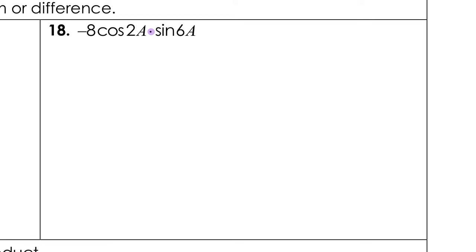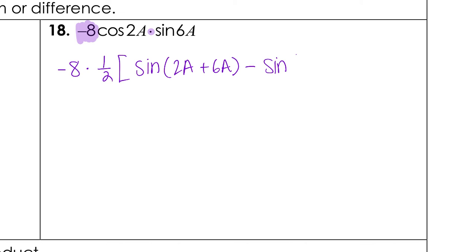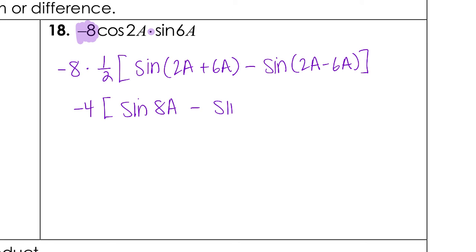Okay, so this one's a little bit unique in that it has this -8 out front. So that still needs to be there. But we're going to times it by what the identity said to do. So 1/2 sine of 2a plus 6a, and then minus sine of 2a minus 6a. Okay, so -8 times 1/2 is -4. So I'm going to go ahead and replace that already. Then let's simplify what's in those parentheses. 2 plus 6 is 8a. And then 2 minus 6 is -4a.